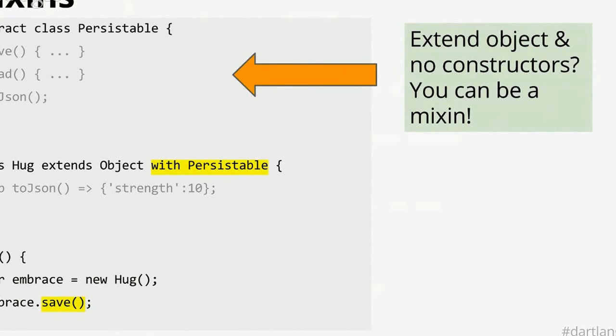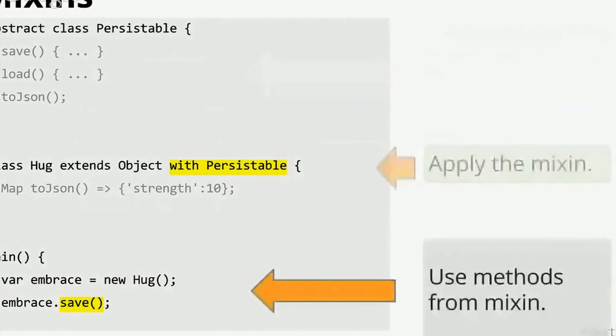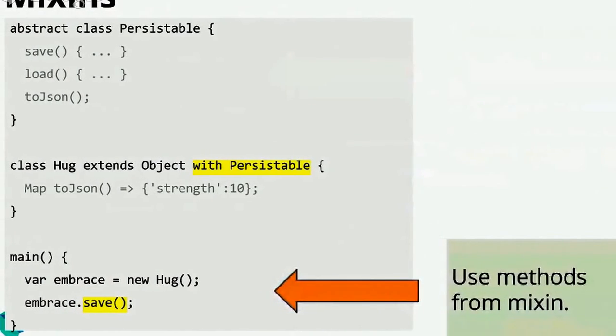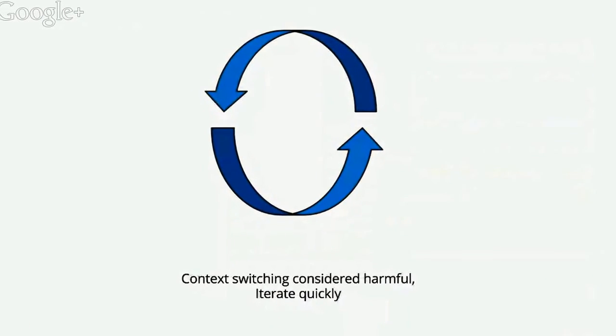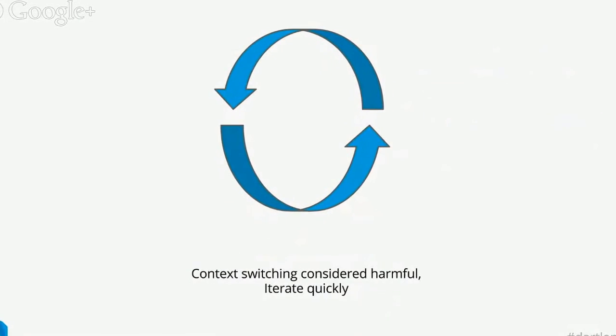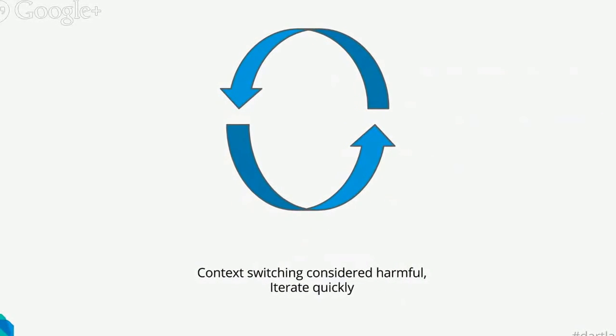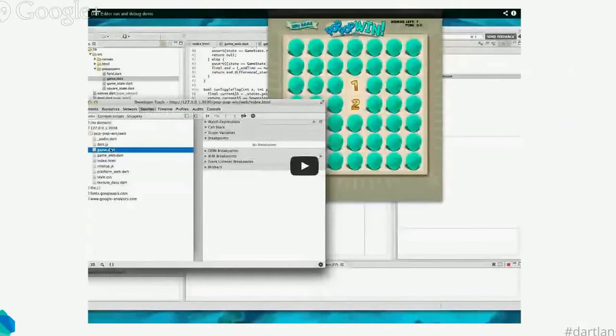So when you actually create a new hug within the main function, you have a dot save method available, which is from your persistable class. So yeah, this is one of the nice features which you can use. And one of the main things is that when we context switch from one thing to another, we spend a lot of time. That's where our major time goes away.